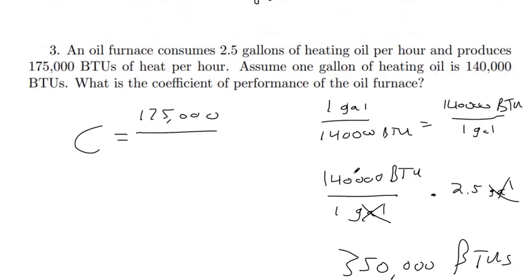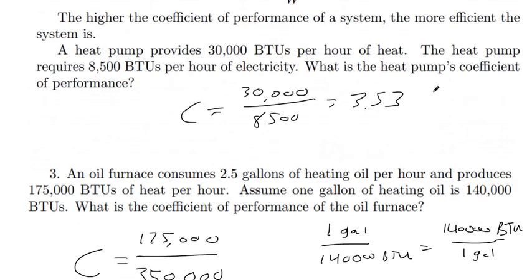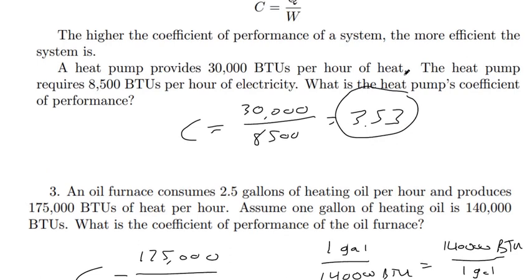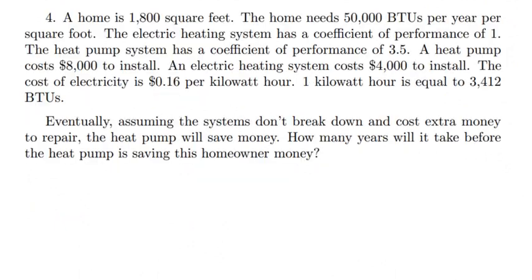Okay, so this thing uses 2.5 gallons per hour. We just converted 2.5 gallons using this rough approximation probably for how many BTUs 1 gallon of gas is. That's 350,000 BTUs. And so when we divide those two, that's 0.5 for a coefficient. So this one is more efficient. With the energy that we put into the system, we get a lot more heat out than what we get from this system.